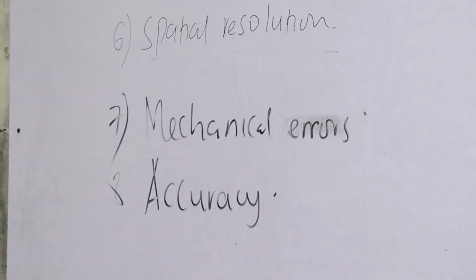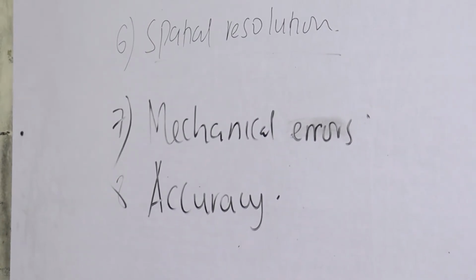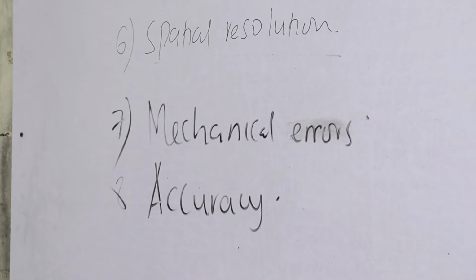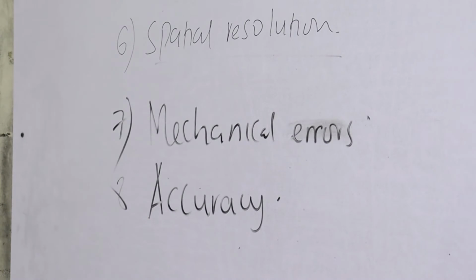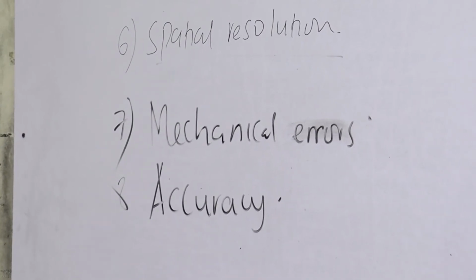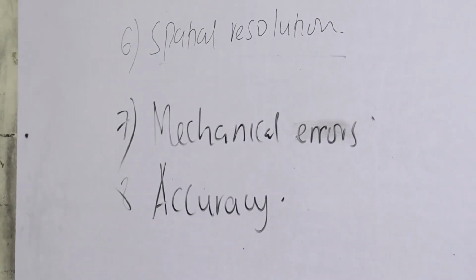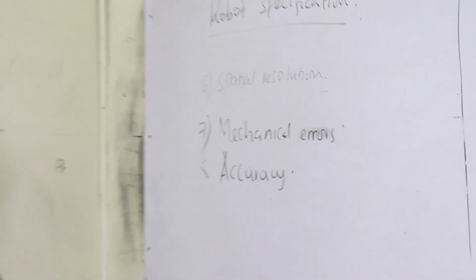When you talk about the accuracy here, we are simply talking about the measure of the ability of the robot to position the wrist end at the desired location in the work envelope. That ability of the robot to actually position the end of the wrist at the desired location is what we refer to as the accuracy of the robot.